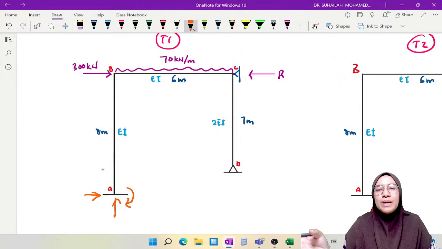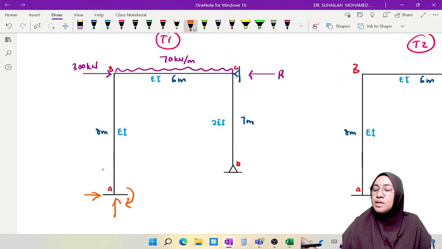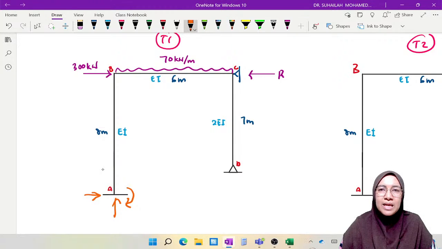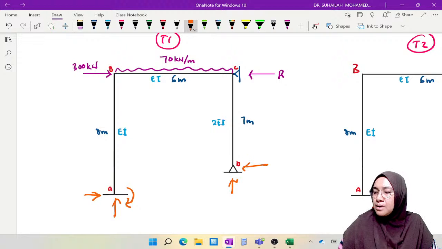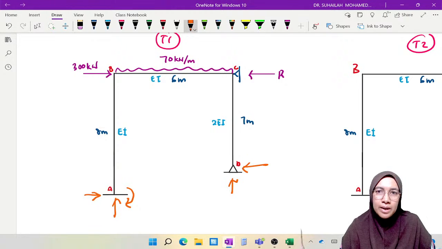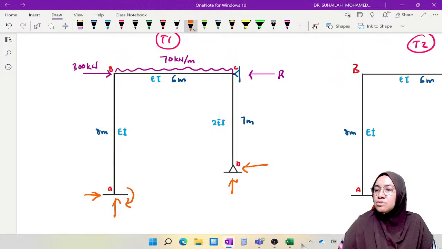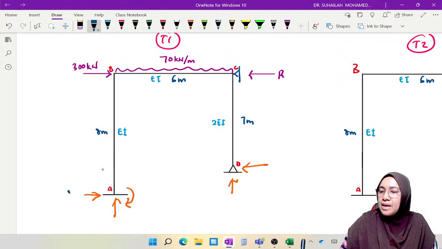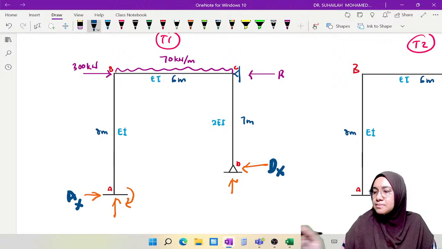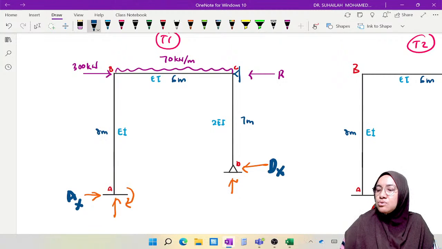The direction of AY you may put the other way around, it doesn't matter. We just put the value and calculate based on what we put. So at A we have 3 unknown reactions, and at D we have DY and DX. The direction is up to you. The direction of DX and AX, I have put like this. So this is my AX, and this is DX.